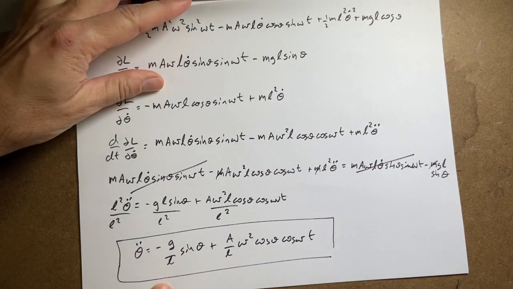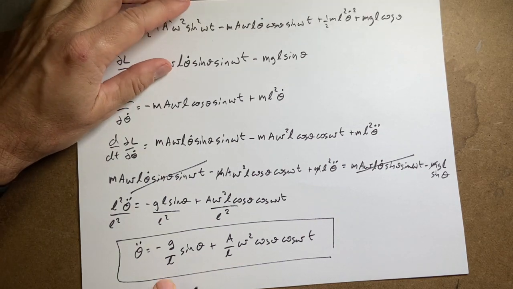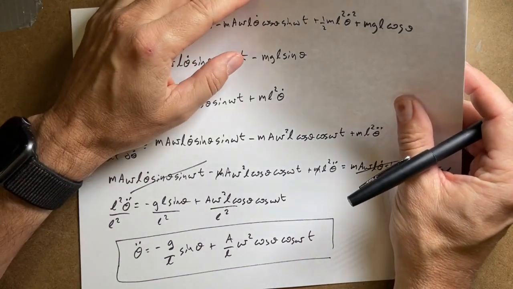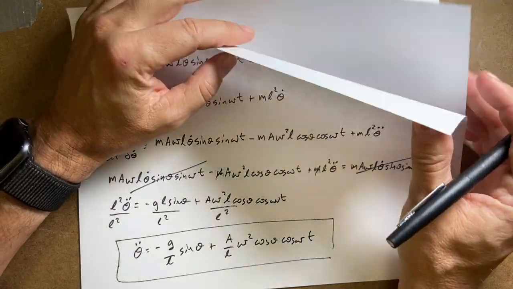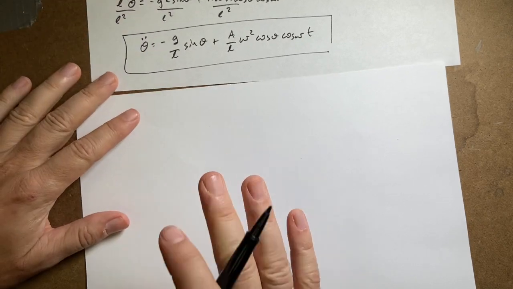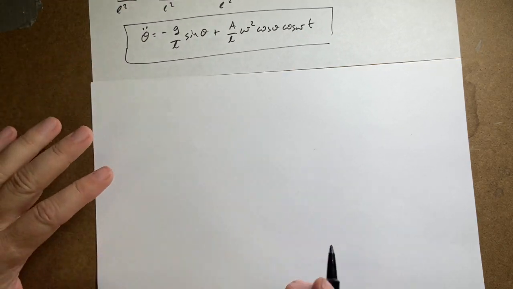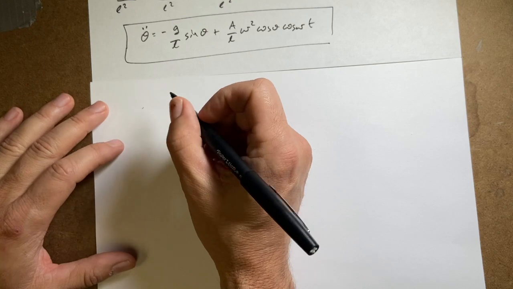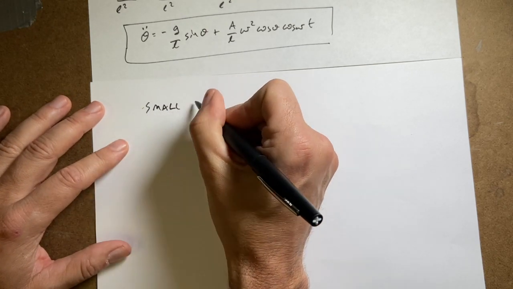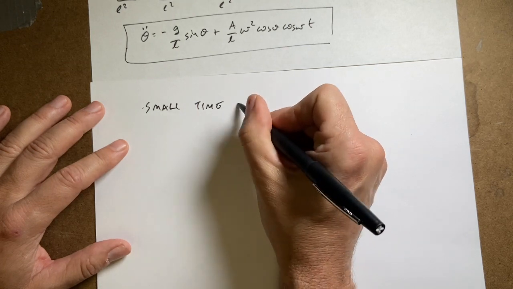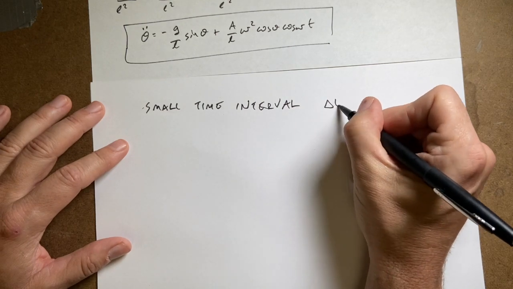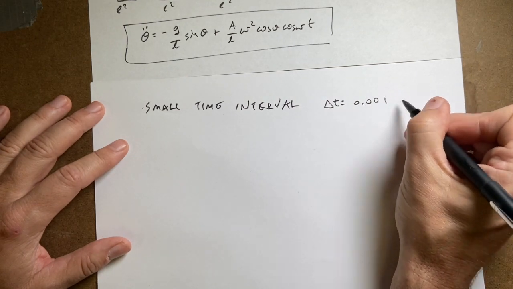So now, how would I find the motion of this mass using that? That's a non-trivial differential equation. I'm sure you can solve it, but I don't want to do that. I want to do it numerically. And it's not cheating to do it numerically, okay? It's not cheating. It's just the way we do things. So if I break this into small time steps, I'm going to pick delta t equals 0.001 seconds.